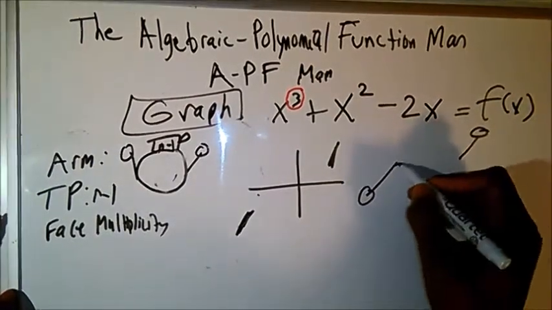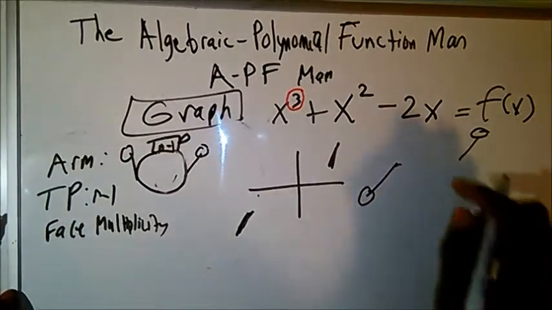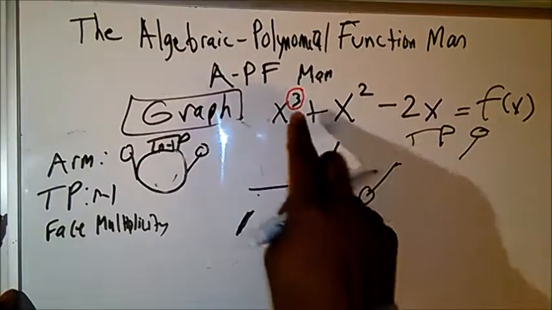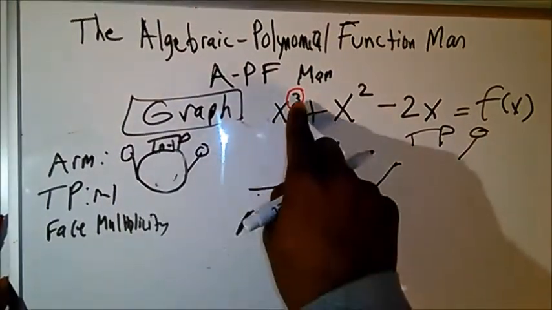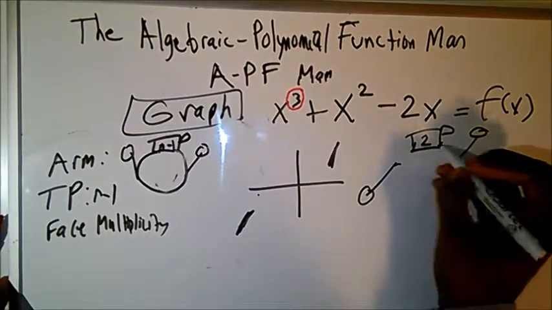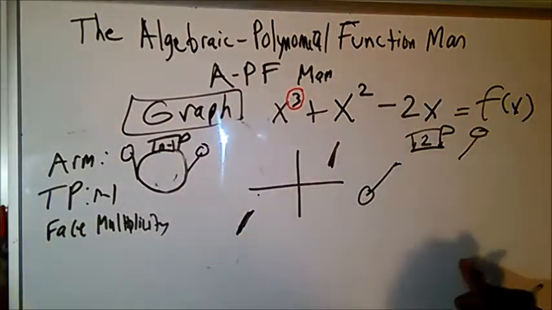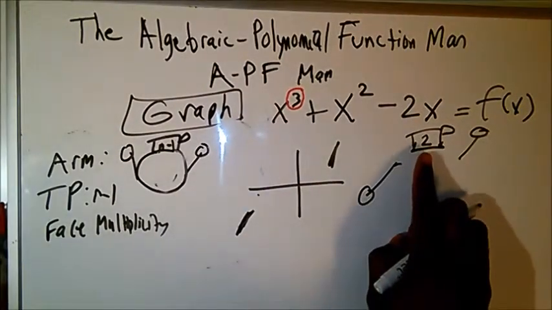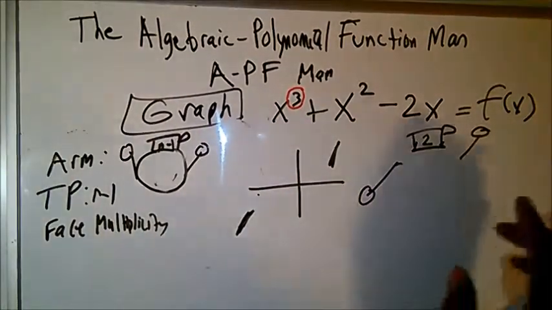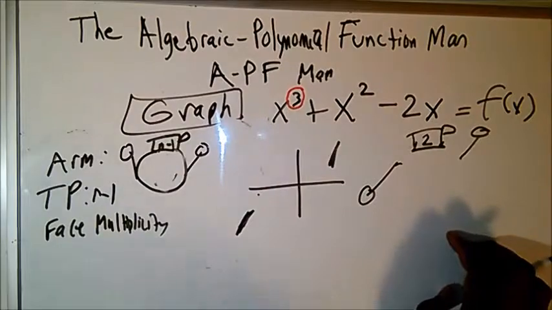Okay. The next thing we need to find out is our teapot. Our teapot is going to be, remember, n minus 1. N minus 1 is 2. That's our teapot, 2. So there's going to be up to 2 turning points when we graph this function. We don't know exactly how many, but up to 2 turning points.